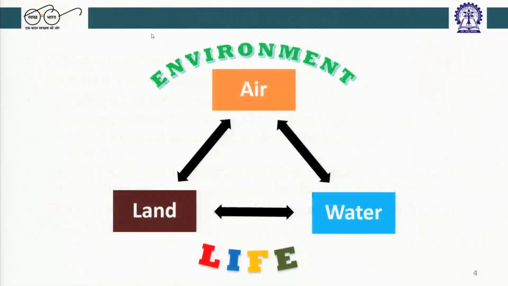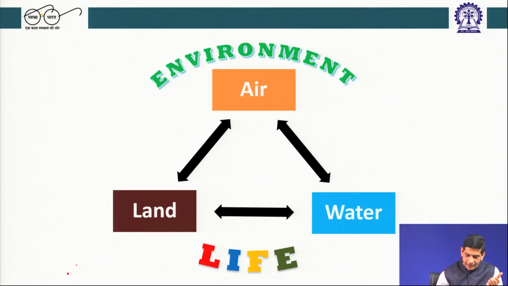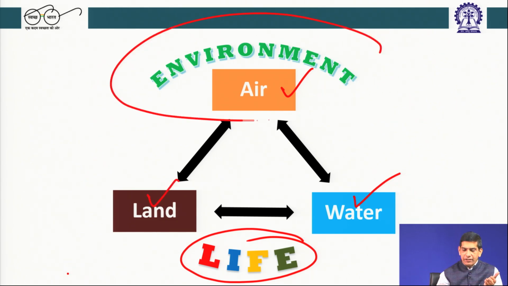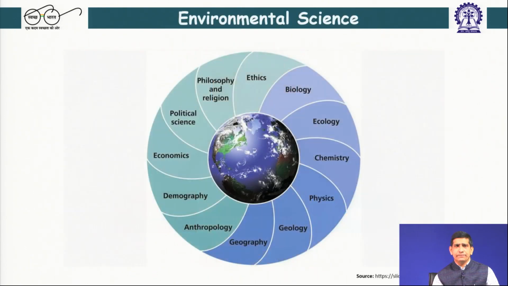Now, when we talk about environment, what is there? We have air, we have water, we have land. These are the three basic forms of environment, and together they give us life. Air issues, water issues, land issues, all together make up environmental issues. Naturally, we will be talking about each one of them in different weeks from today onwards.